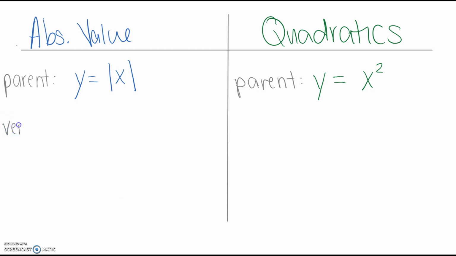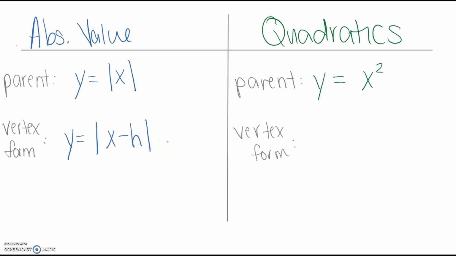Vertex form. This is the generalized equation we learned yesterday. They're extremely similar to one another. So absolute value is y equals the absolute value of x minus h, close your absolute value, and then plus k. Whereas a quadratic is y equals parentheses x minus h squared plus k.